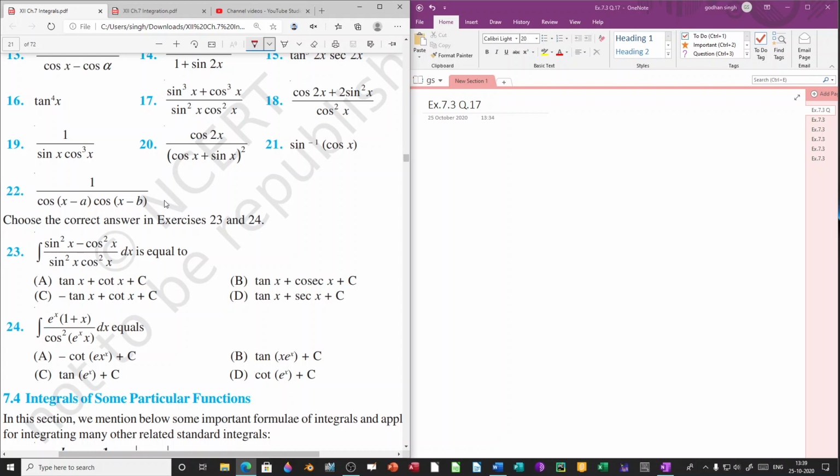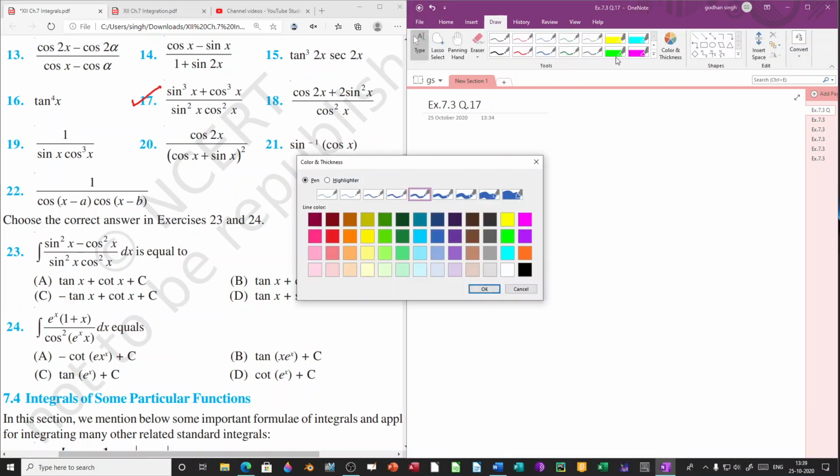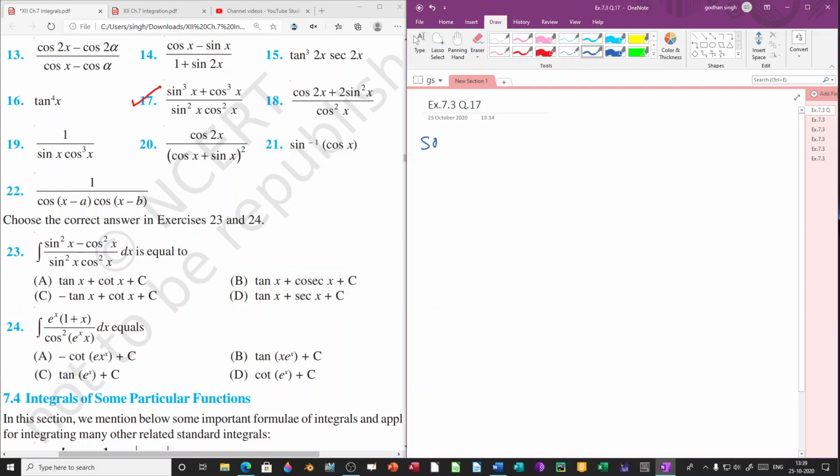Exercise 7.3, question number 17. Integrate sin cube x plus cos cube x over sin square x cos square x. So, solving question number 17. Solution 17.